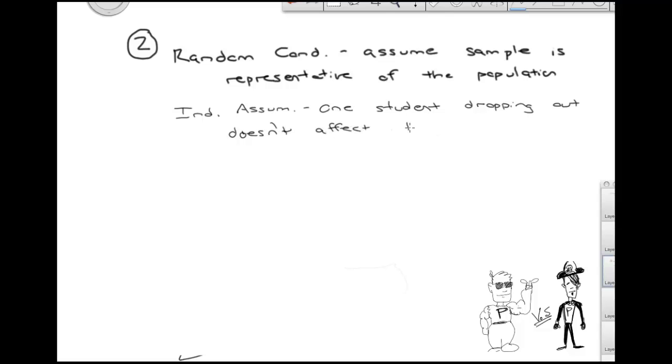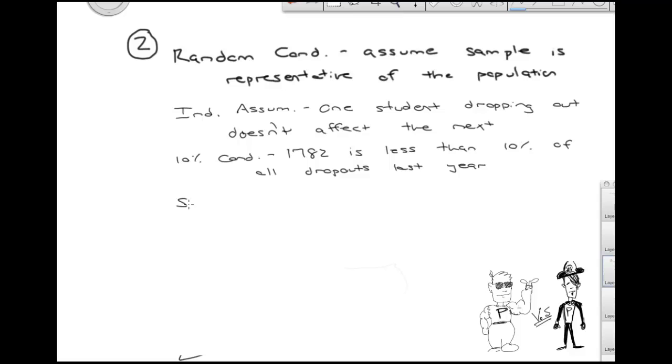Okay. Now we need to talk about the 10% condition. Make sure our sample is not more than 10% of the population. So we're going to look at that sample size of 1,782. It's reasonable to claim that is less than 10% of all dropouts last year.